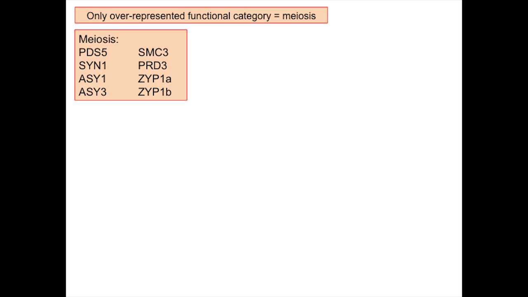So we looked at the list of 39 genes and asked if there were any gene ontology categories that were overrepresented in that list, and it turned out there was one, and that was meiosis. So this was really exciting for us because it fits with a lot of what we know about tetraploids and some of the challenges that they face early in their evolution.